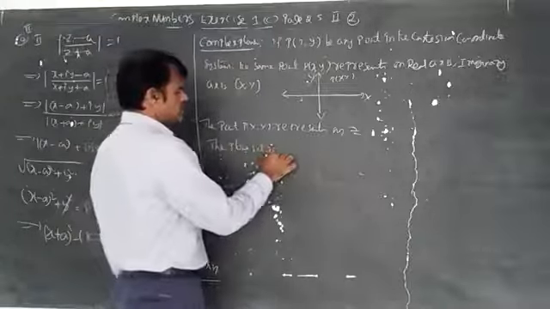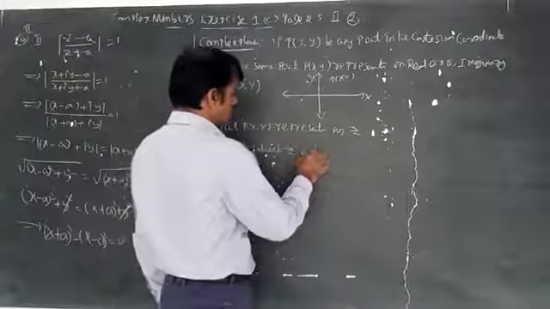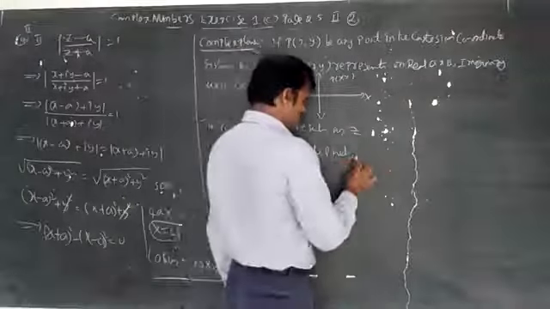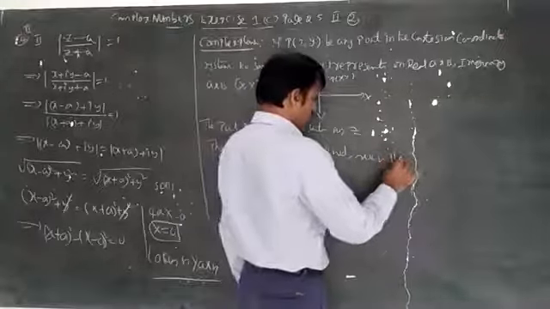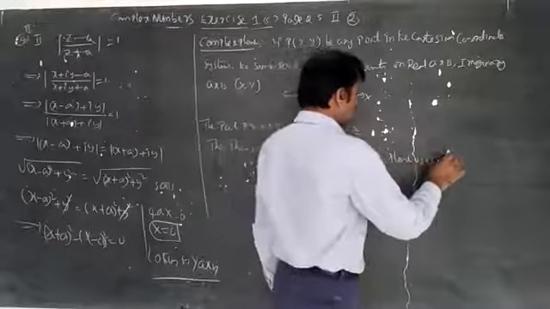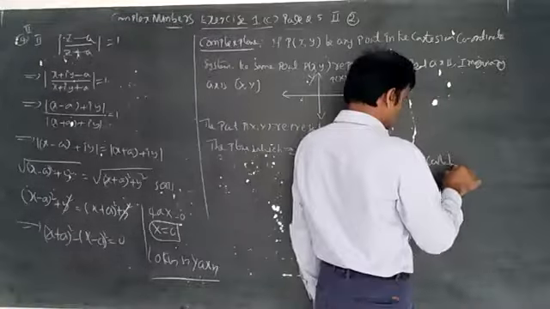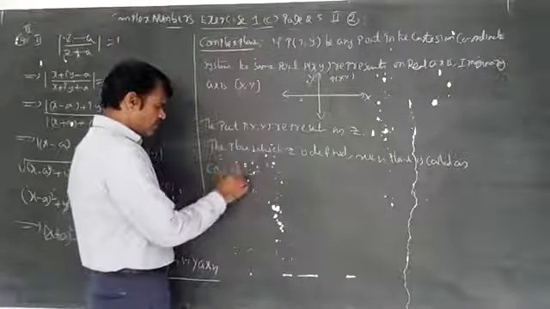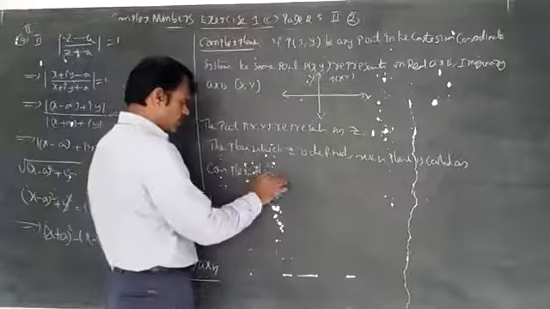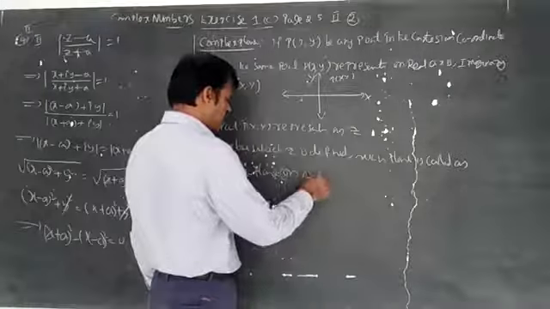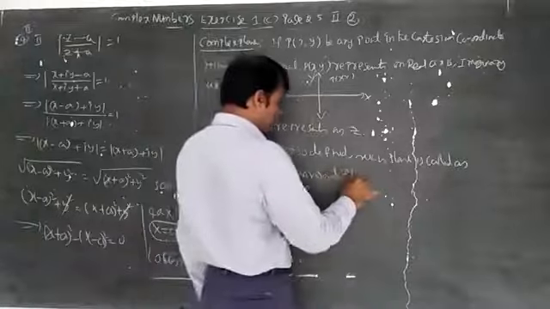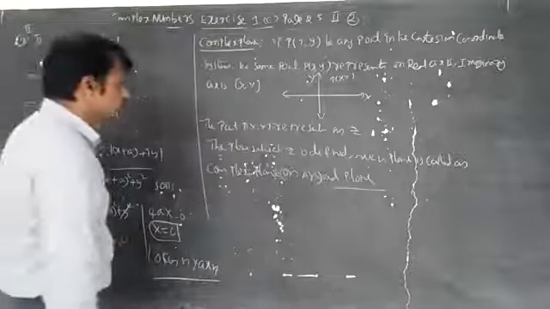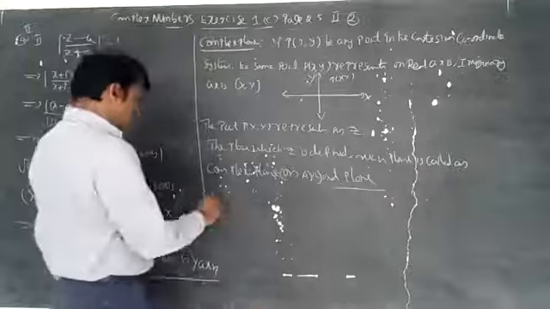The plane which is defined, such a plane is called as complex plane, Argand plane. Complex plane or Argand plane. That's all. Here, note.